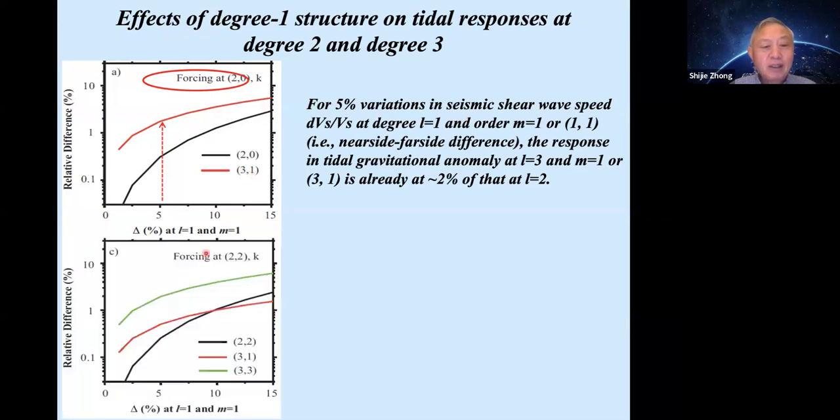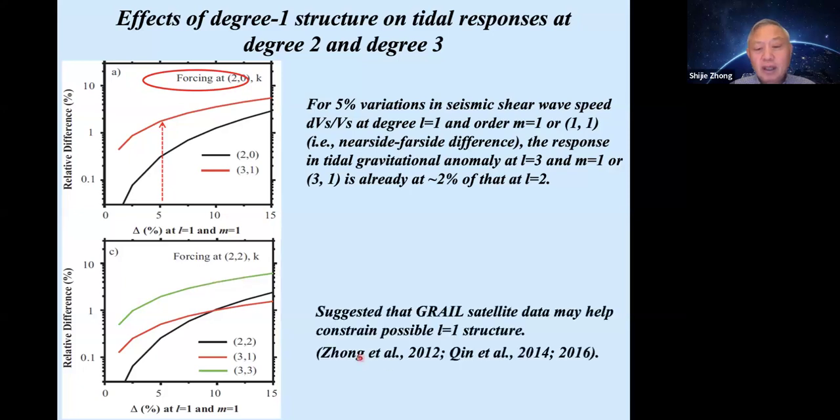Now, if you apply the tidal forcing at degree 2 and order 2, then you get not only 3-1, you also get this 3-3, the green curve, a very strong 3-3 response. In this study that I published in 2012, and that my student published subsequently in 2014 and 2016, we proposed that the GRAIL satellite data, GRAIL being a lunar mission to measure the gravity of the moon at very high accuracy, may help constrain the degree 1 structure of the moon.